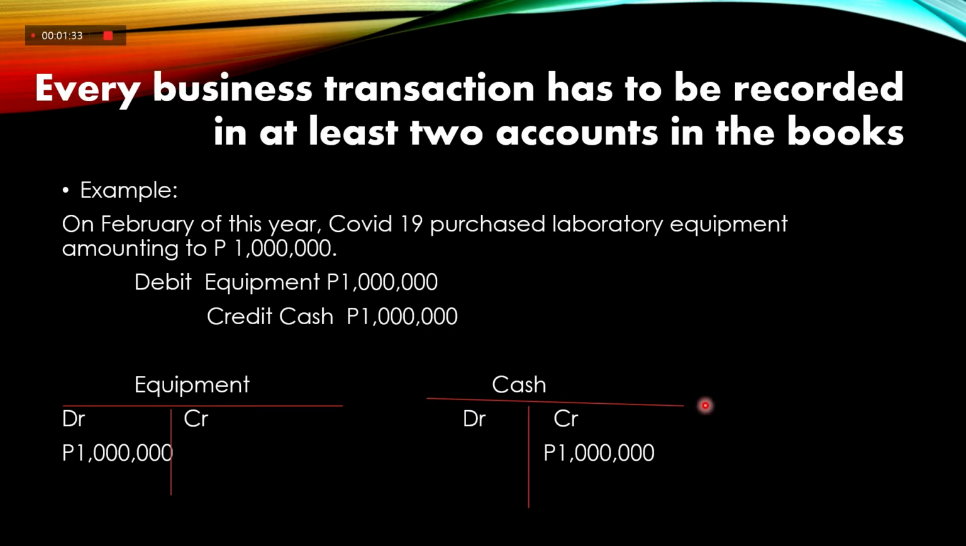What do you observe? There is an increase in asset in the form of the equipment account, and there's also a decrease in asset in the form of cash because we have paid 1 million pesos. So, in totality, the total assets is not affected because there was an increase in equipment, which is an asset, and a decrease in cash, which is also an asset. But the debit and the credit is always the same.